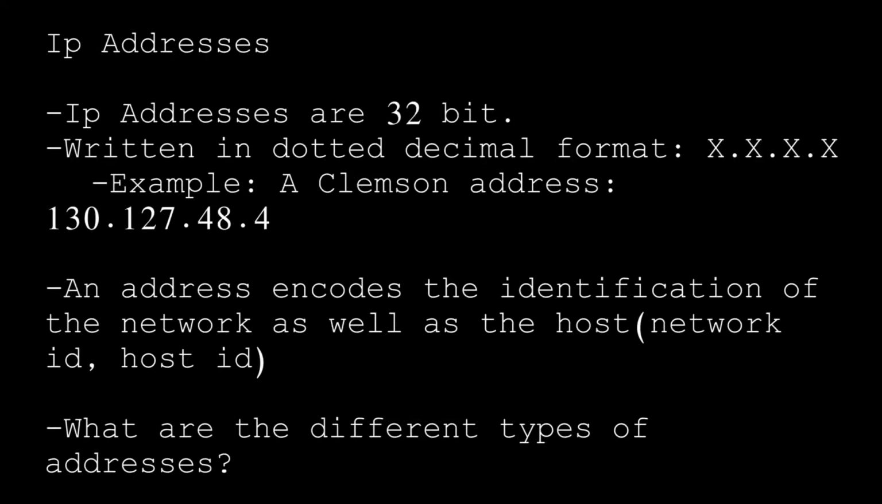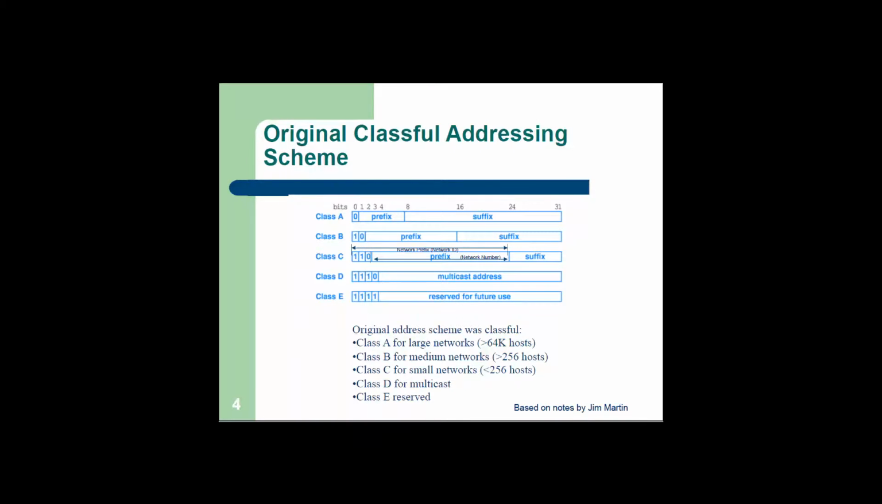What are the different types of IP addresses? We can sort IP addresses into 5 different classes, which will define how the network of an IP address works. Class A is used for large networks or networks that contain more than 64,000 hosts. This can be identified because the address starts with a single 0.